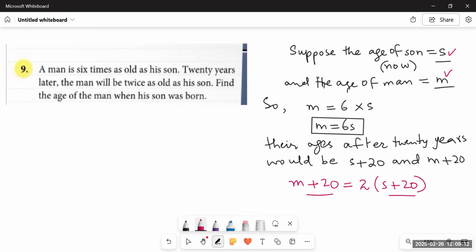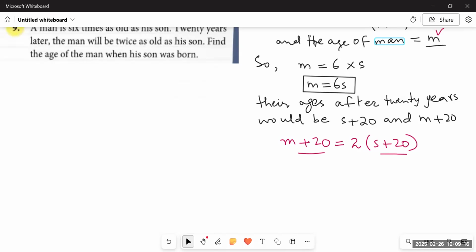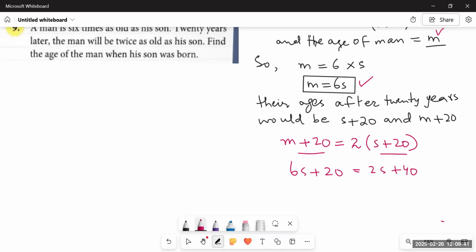Now, when we solve this equation, we'll come to know their ages, both of man and son. But what we have to do is use this equation. How? We will substitute the value of m with 6s. 6s plus 20 is equal to 2s plus 40. Because until and unless we substitute the values, we cannot solve the equation. We cannot find the values of any of the unknowns since there are two different unknowns.